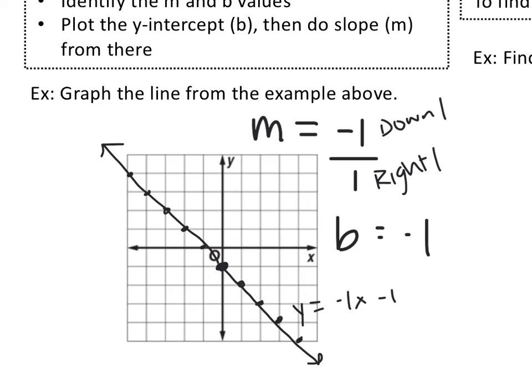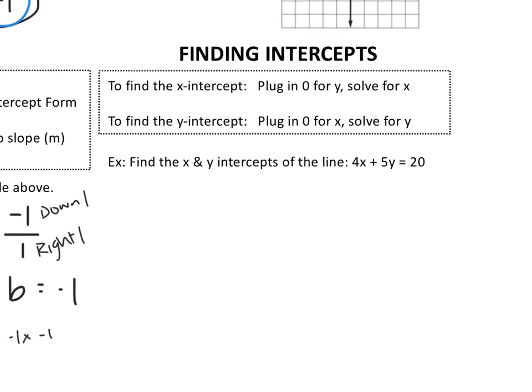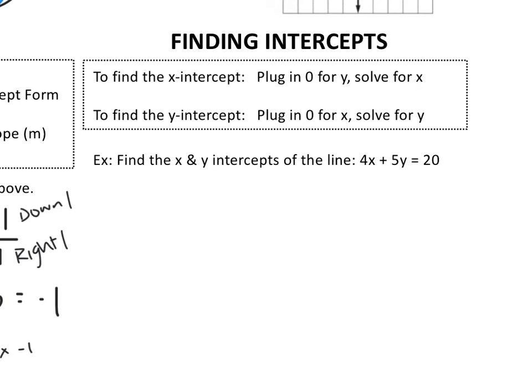Okay, the last section is on finding intercepts. Now remember, x and y intercepts. The x-intercept is where it crosses the x-axis, and the y-intercept is where it crosses the y-axis. To find the x-intercept, if it's on the x-axis, that means the y value has to be 0. So you plug in 0 for y, and then solve for x. To find the y-intercept, the x has to be 0, so you'd plug in 0 for x and solve for y. So in the example, find the x and y intercepts of the line 4x plus 5y equals 20.